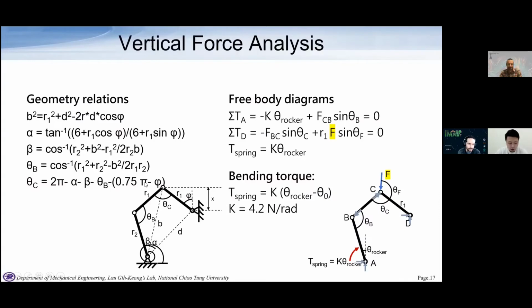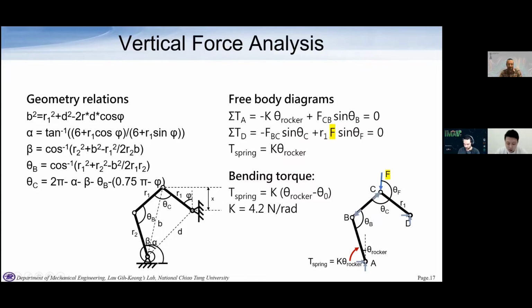Then we simplified our click mechanism into a geometric model and got the relations between input and output angles. Then we plotted the free body diagram, neglecting the mass of the links. We can get the relation between vertical force and link positions by two torque balance relations: the torque to A and the torque to D.